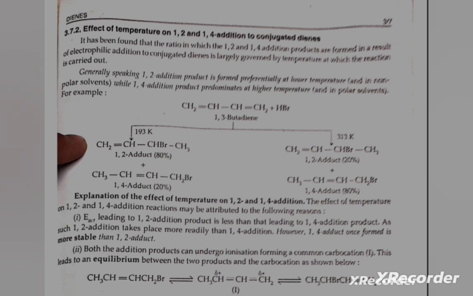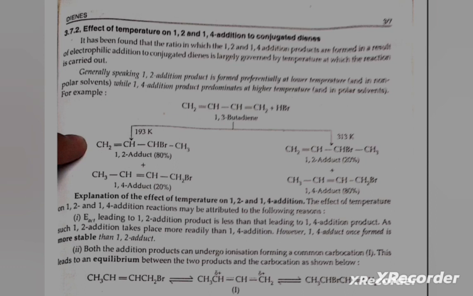Effect of temperature on 1,2 and 1,4 addition of conjugated dienes. It has been found that the ratio in which the 1,2 and 1,4 addition products are formed as a result of electrophilic addition to a conjugated diene is largely governed by the temperature at which the reaction is carried out. Generally speaking, the 1,2 addition product is formed preferentially at lower temperature, while the 1,4 addition product predominates at higher temperature. For example, explanation of the effect of temperature on 1,2 and 1,4 addition.